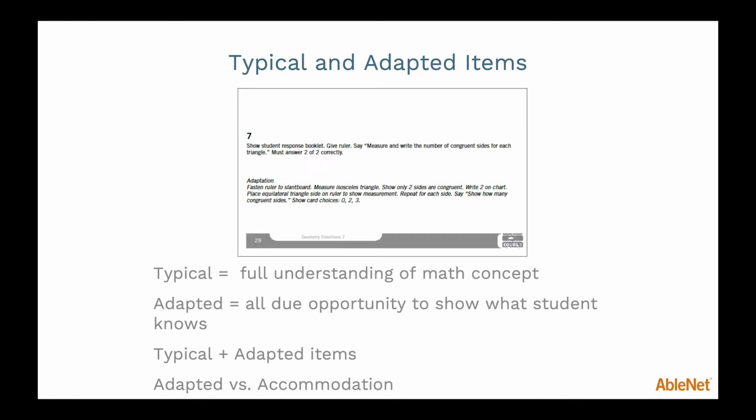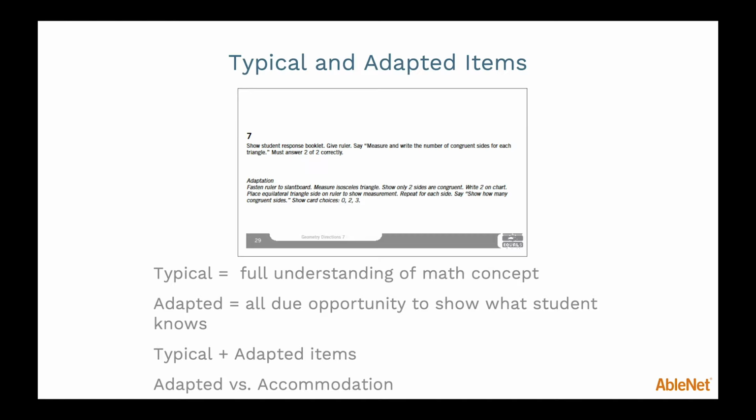Typical versions measure the full understanding of a math concept. Students are asked to demonstrate the knowledge or understanding of a typical math skill or vocabulary word. The directions for the typical question will be found directly under the item number, as shown in our example for item 7. If the student answers the question correctly, you can feel confident knowing that the student has full understanding of that math concept. If the typical question is not appropriate for the student, or the student wasn't able to understand or perform the typical question, you could ask the adapted question.